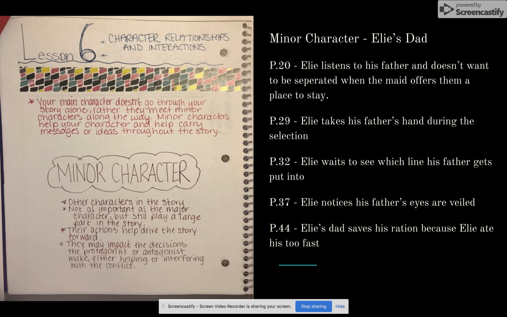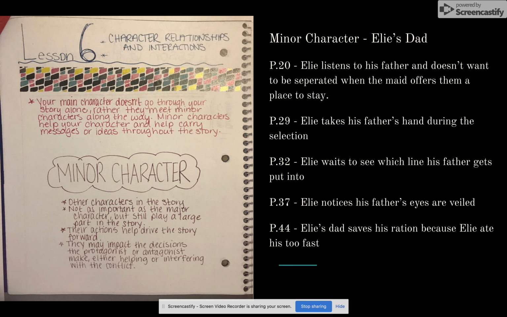And this is when Ellie's dad saves his ration because Ellie ate too fast. His dad told him, you mustn't eat all your bread at once. Tomorrow is another day. And he said the advice came too late. There was nothing left. He didn't start his own. Me, I'm not hungry, his dad said. And Ellie really kind of, I think, takes this in and internalizes it, that this is just one step of his dad kind of caring for him.